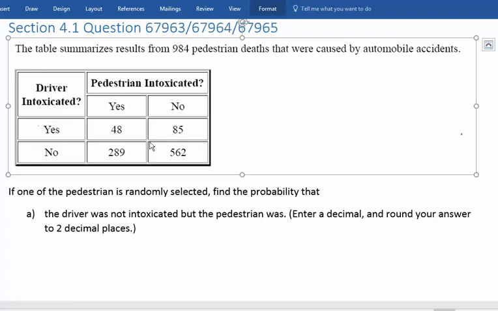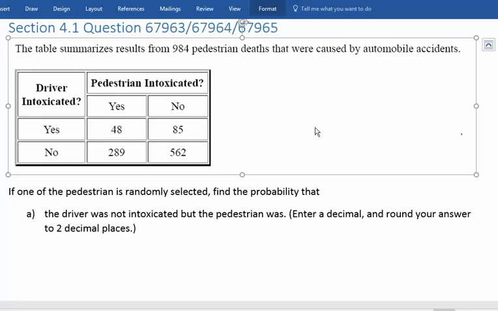And then let's look at those two rows. The first row means the driver was intoxicated. And the second row means the driver was not intoxicated. Now let's look at the next three questions.